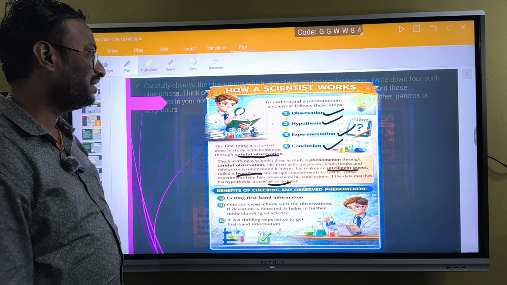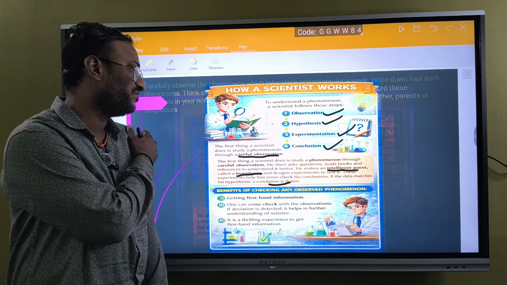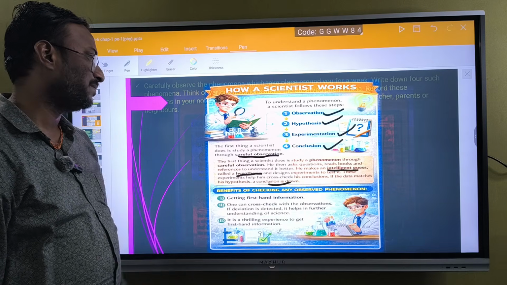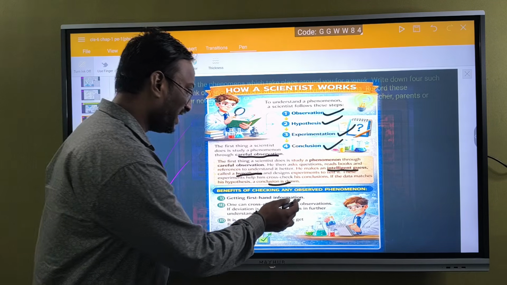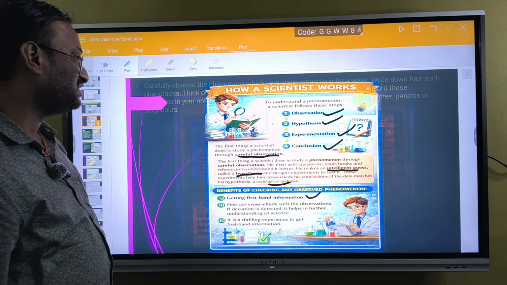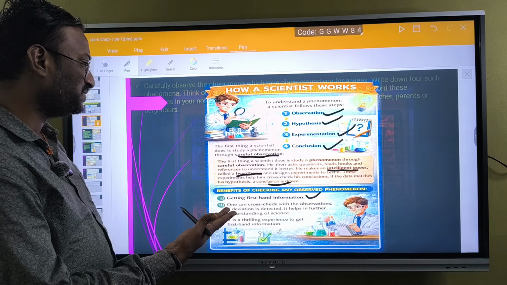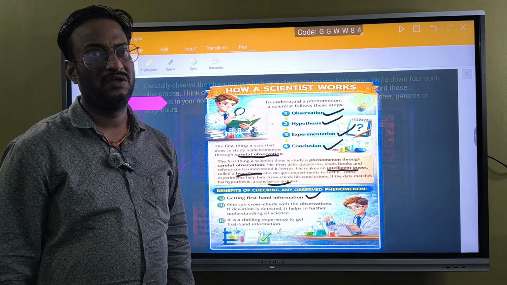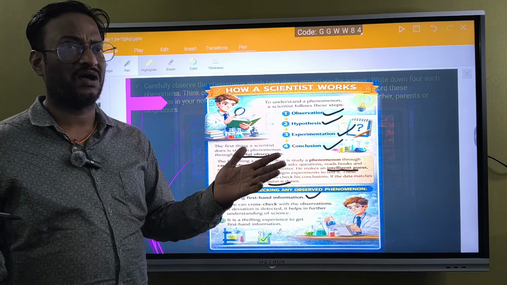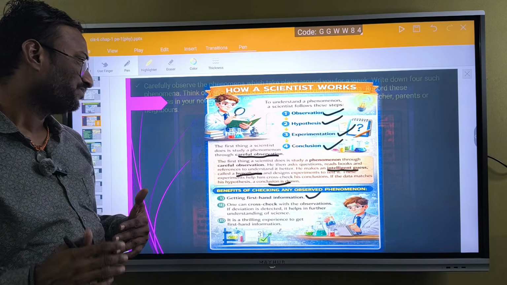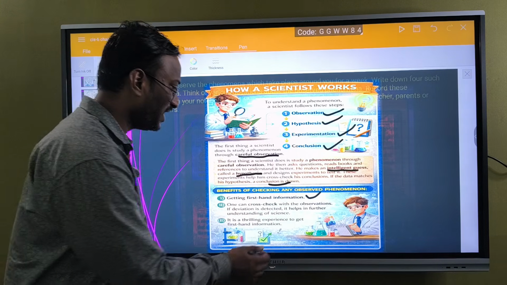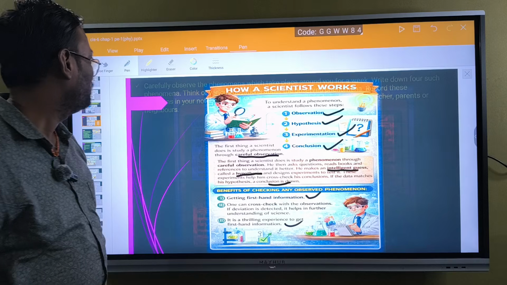Benefits of checking on any observed phenomenon. What are the benefits if you check an observed phenomenon? We will get first-hand information. One can cross-check with the observations. If a deviation is detected, it helps in further understanding of science. One can cross-check what he has observed and what he has written, whether it is right or wrong. It is a thrilling experience to get first-hand information.